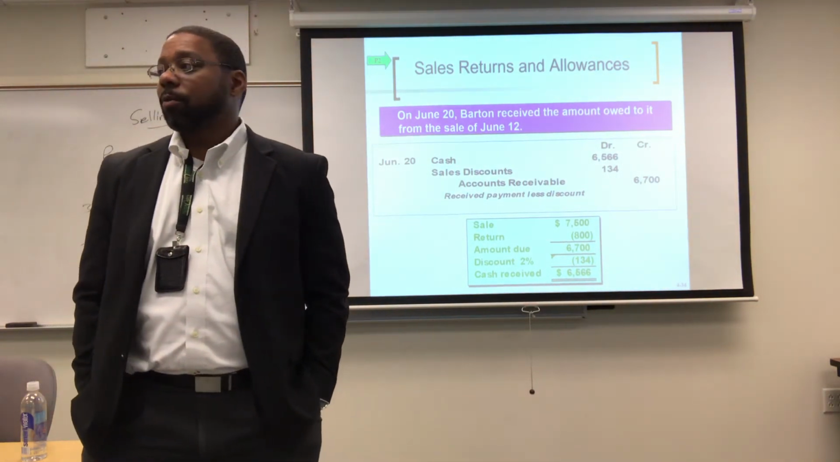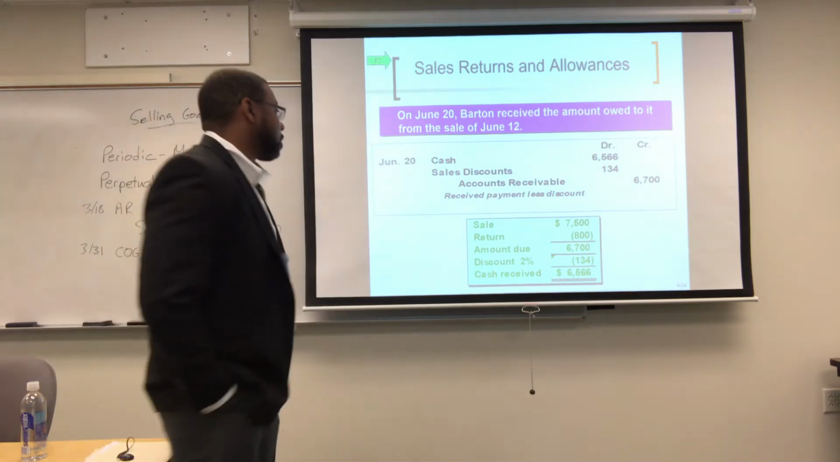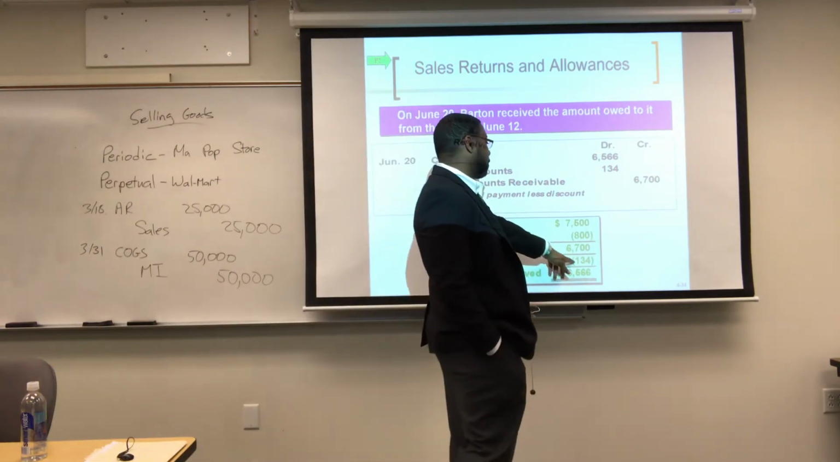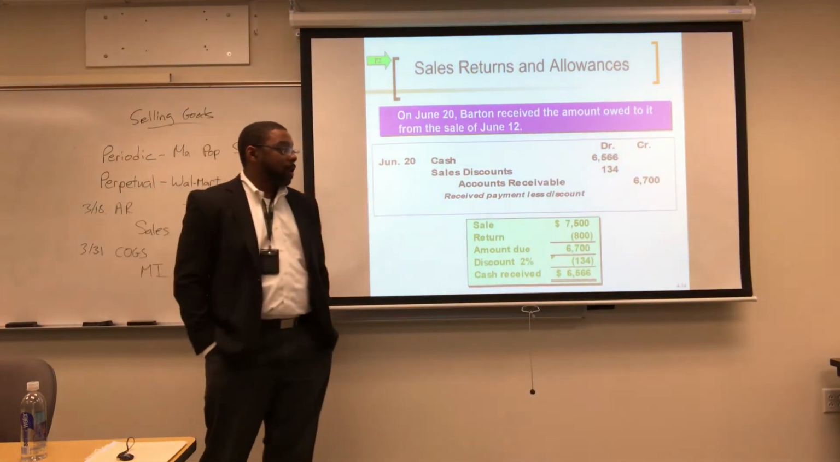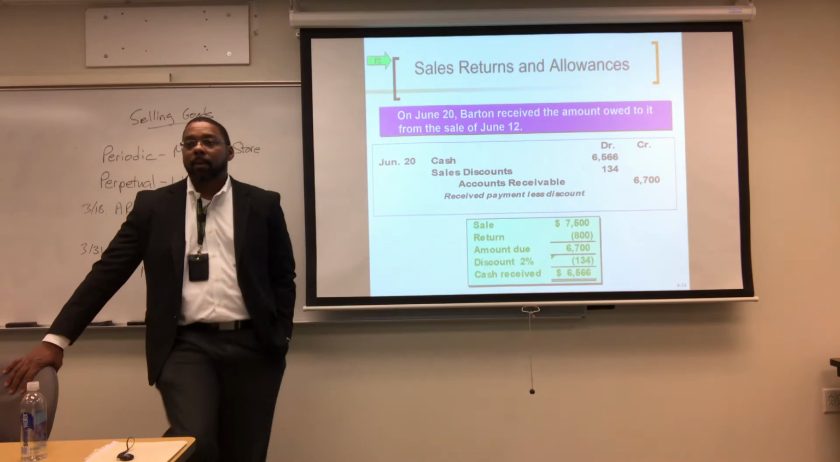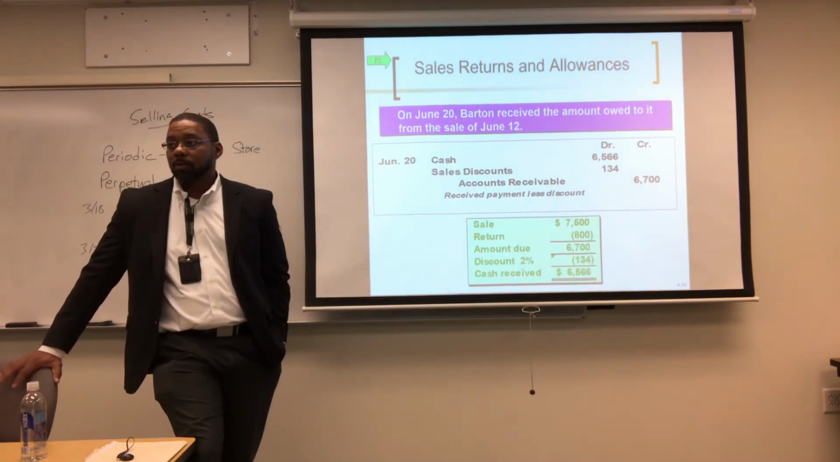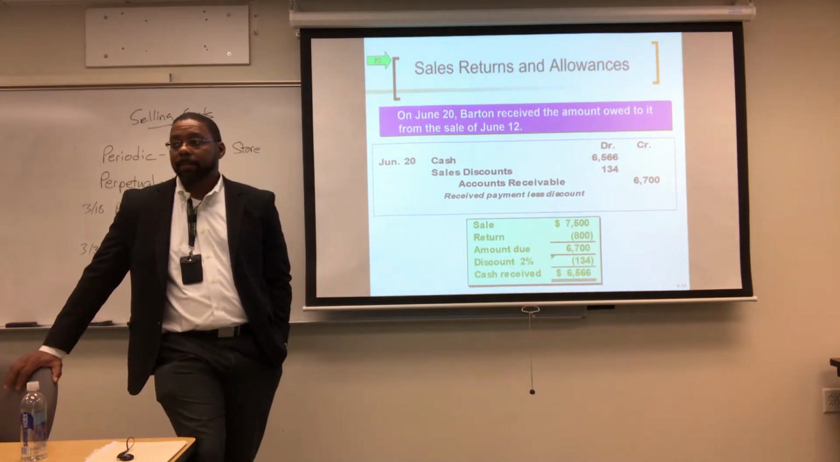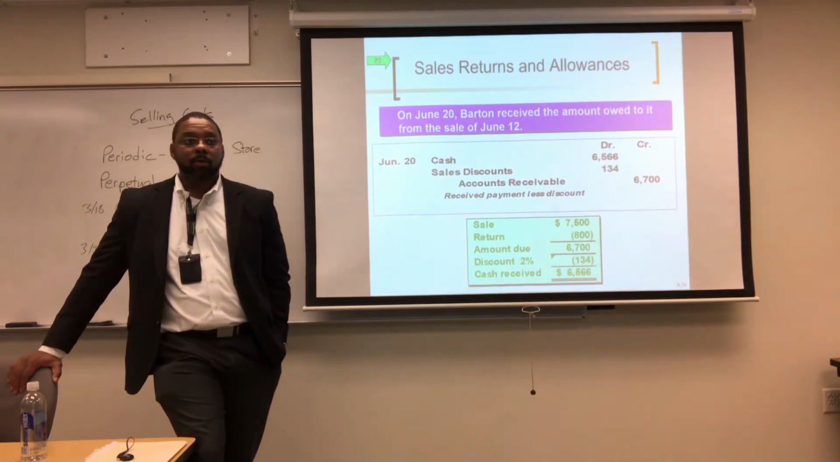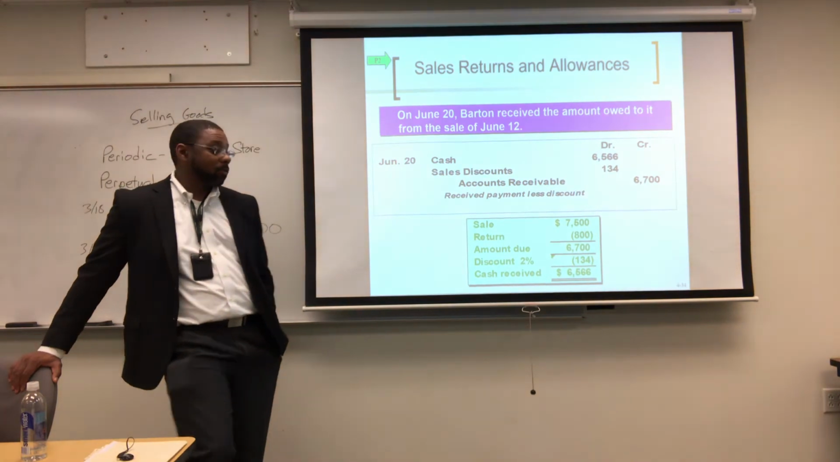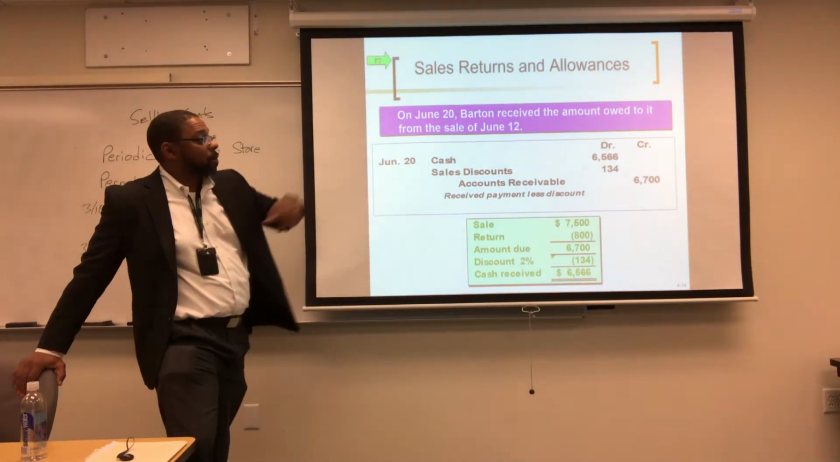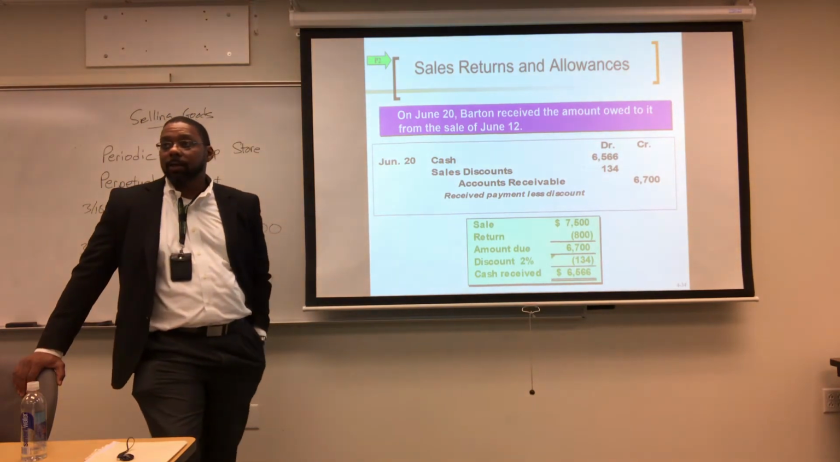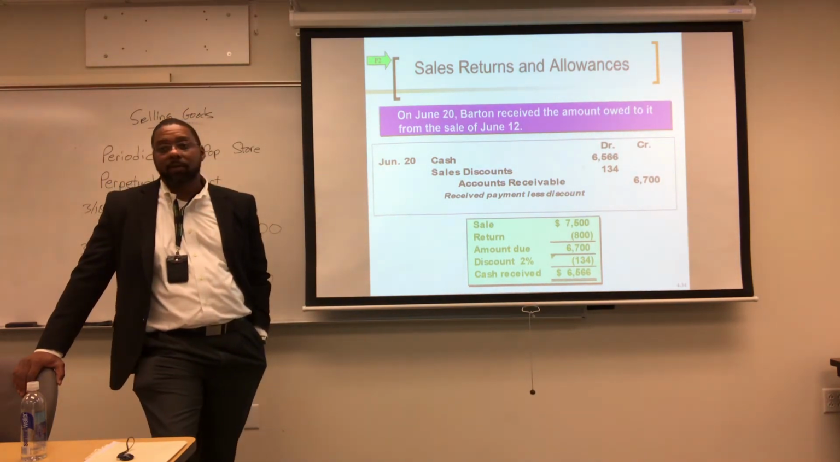So 2% of $6,700 is $134. Subtract that from $6,700, and you get $6,566. That's how much you should receive from the client. So we're going to debit cash $6,566. We're going to debit sales discounts $134, and we're going to credit accounts receivable for $6,700.